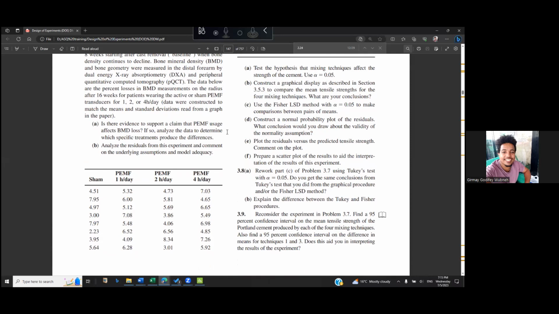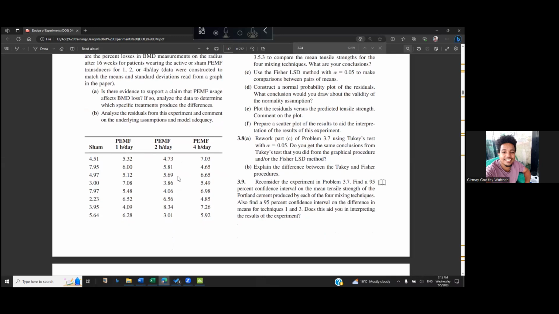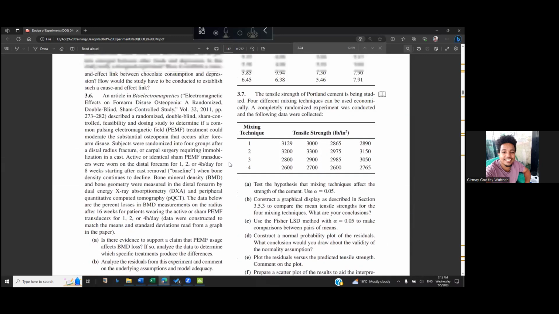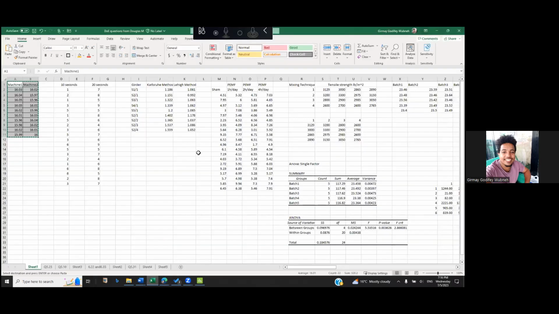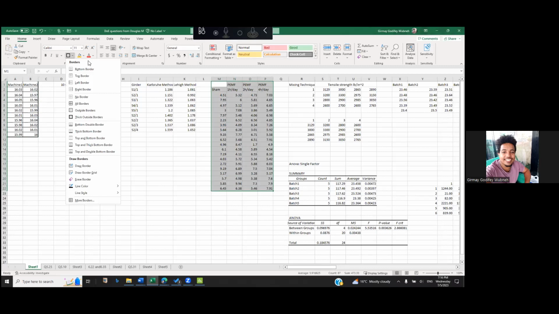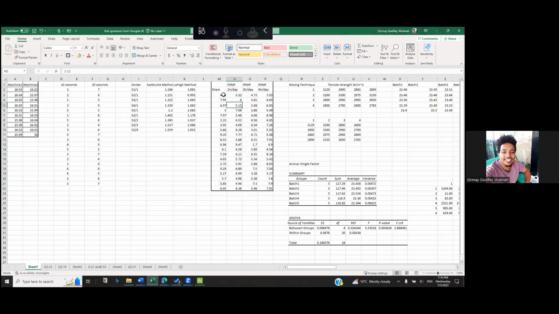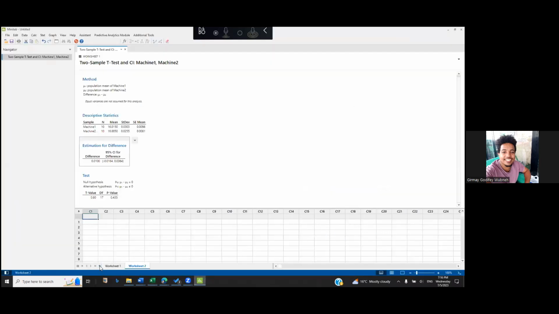If so, analyze the data to determine which specific treatment produces the difference. Next, analyze the residuals from the experiment and comment on the underlying assumptions. So we take the data, copy and paste it into Minitab.